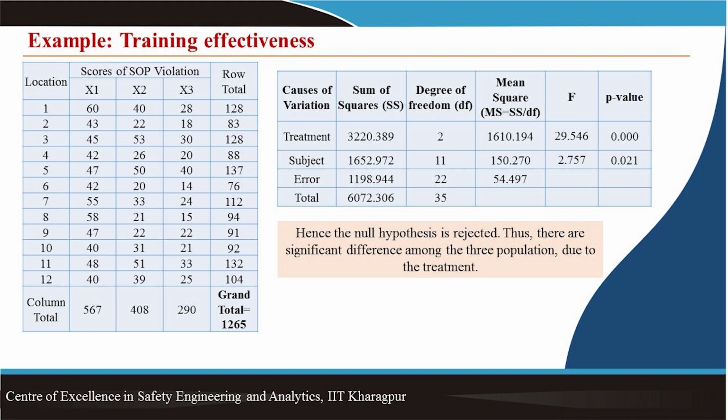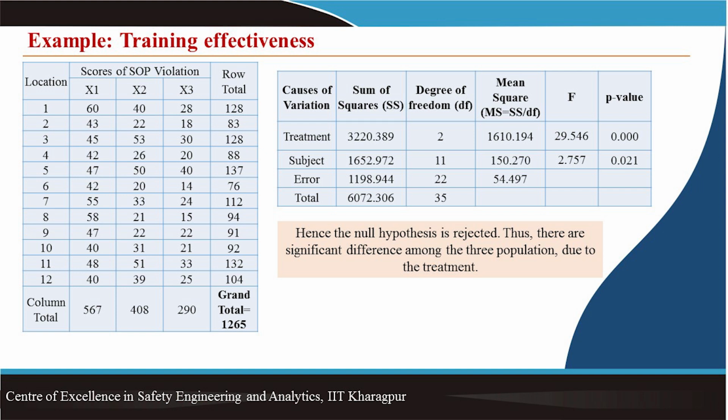As there are 3 different treatments, C minus 1 is 3 minus 1, so the degrees of freedom is 2. There are 12 subjects or locations, so 12 minus 1 is 11. Then the error is 11 into 2, because it is (R minus 1) into (C minus 1), and the total degrees of freedom is like this.